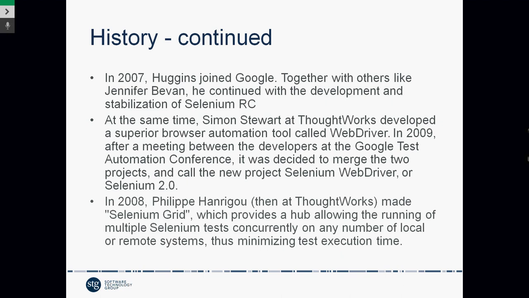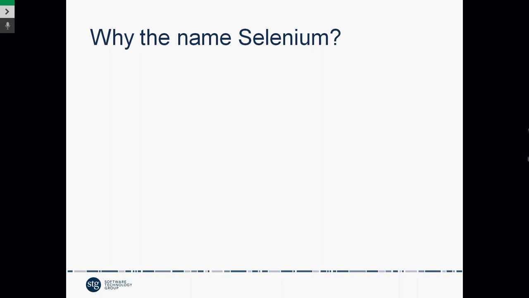In 2008, Philippe at ThoughtWorks made the Selenium Grid. Selenium Grid piggybacks off of Selenium RC, so you can do a remote control. But Selenium Grid allows you to be a hub, and it will connect to remote nodes, and it will allow you to run multiple tests at the same time. So now you see the progression of how we're going to increase our velocity and minimize execution time.